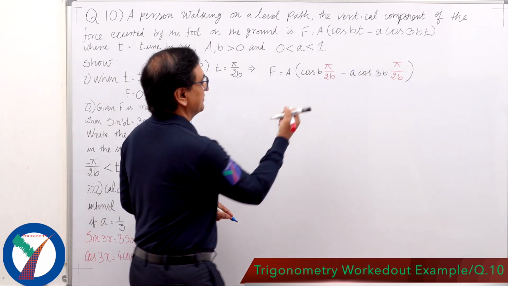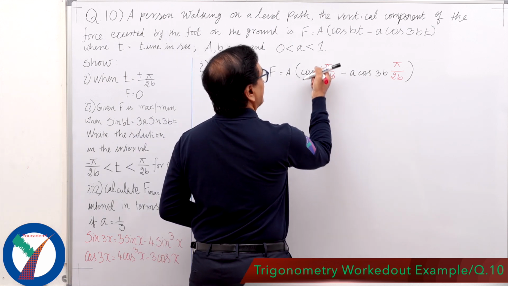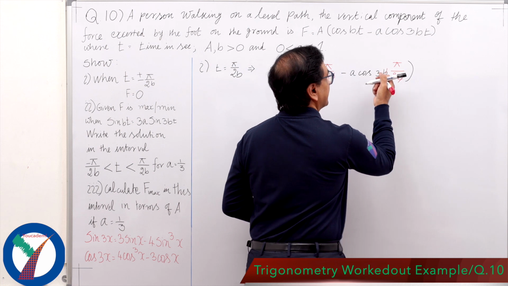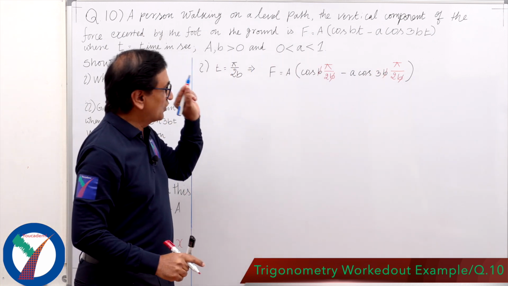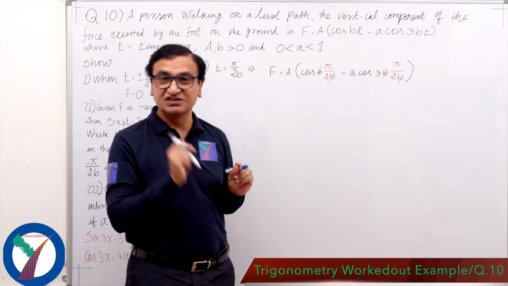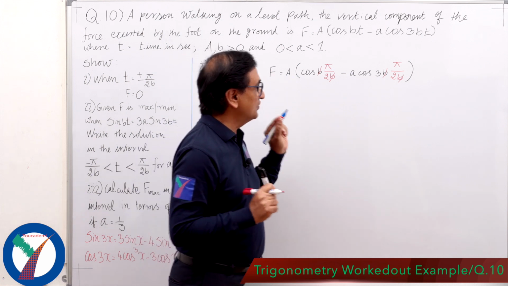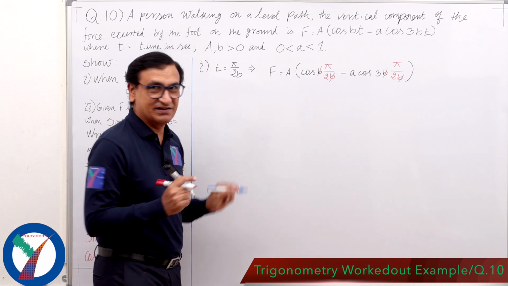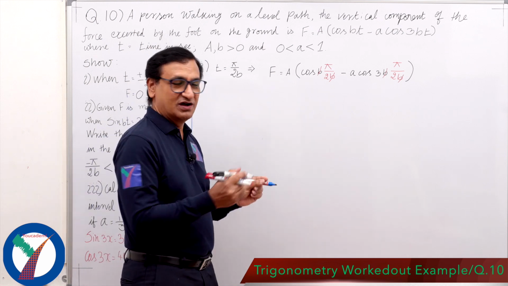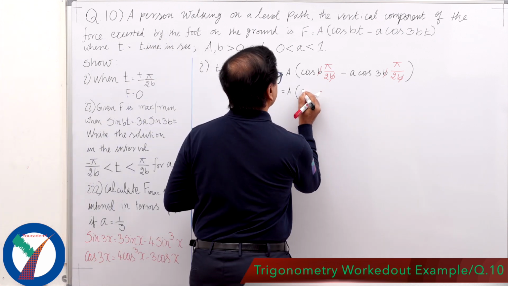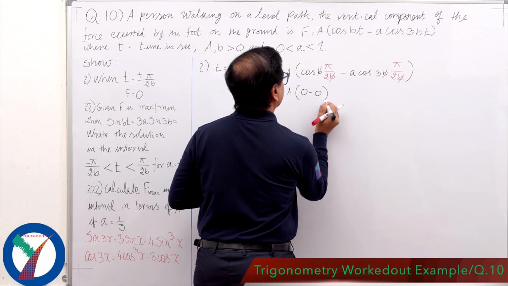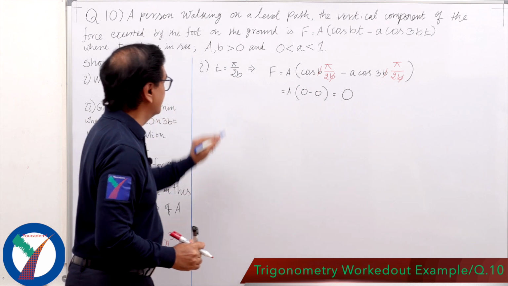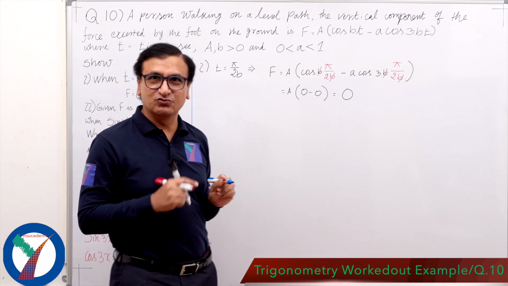Okay, now here b and b is getting cancelled, and here also b and b is getting cancelled. Now cos pi by 2 is 0. Similarly, cos 3 pi by 2 is also 0. Therefore, force F is equal to 0. A multiplied by 0 minus 0 equals 0. So force F equals 0 when t equals pi by 2b.